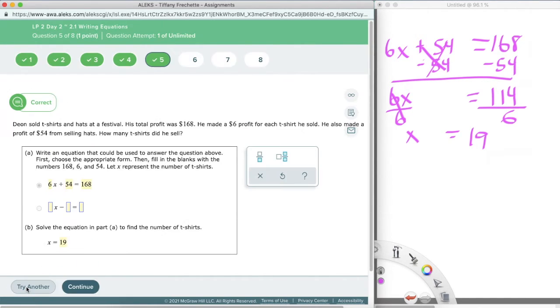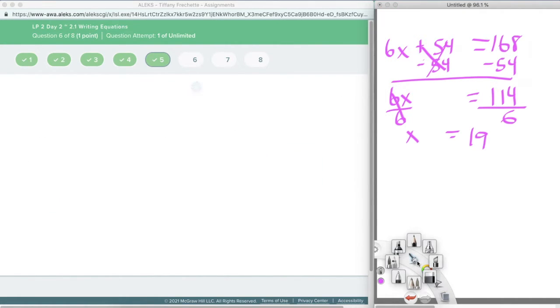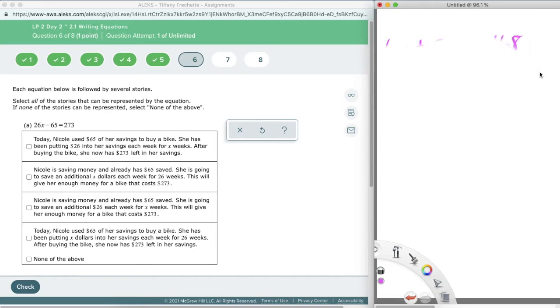All right. So it looks like we're coming back over the screen. Select all the stories that can be represented by the equation. If none of the stories can be represented, select none of the above. So let's think about this equation before we start reading.